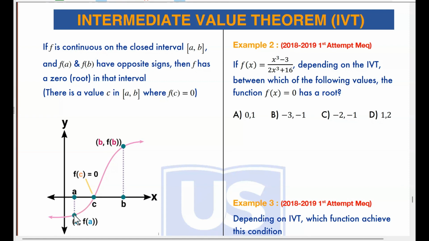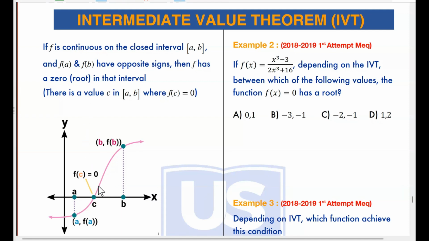So the function is continuous from a to b, and f of a is negative, f of b is positive, then there is a solution, a root between a and b. So there is a value that makes the function 0. So f of c is equal to 0. The questions will ask us to find the values where the function is 0, or the questions will give us two values and ask about the function which has a root between those two given.